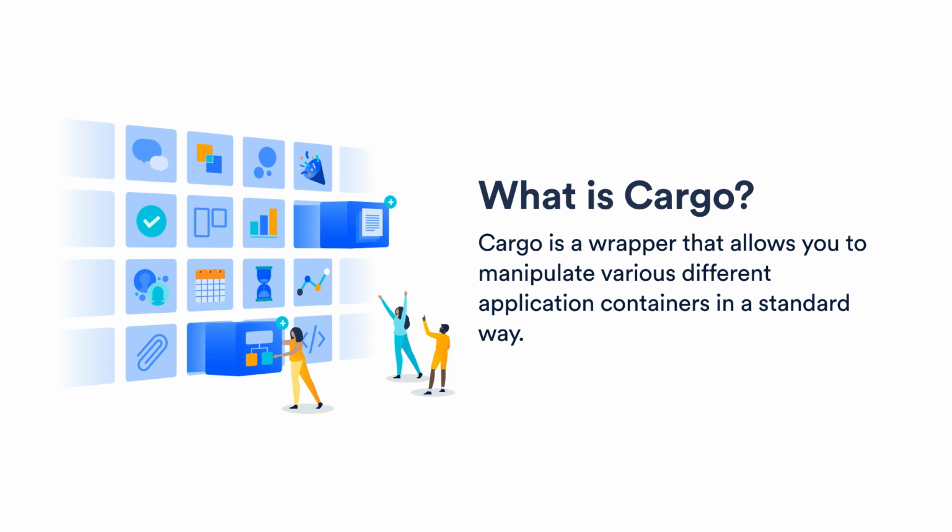Cargo is a wrapper that allows you to manipulate various different application containers like Tomcat, Jetty, or WebLogic in a standardized way. Cargo is a third-party tool rather than an Atlassian tool. It's available under the Apache software license, and in AMPS, we use Cargo to deploy applications to containers from our Maven builds. Cargo manages the creation of the container, as well as the installation of the application and its dependencies.